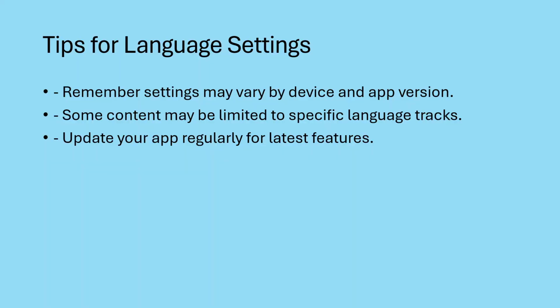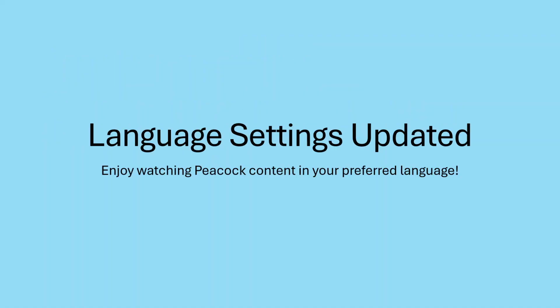Now I have some tips for language settings. Remember, settings may vary by device and app version. Some content may be limited to specific language tracks only, and you can update your apps regularly for the latest features. And that's how you change your language settings on Peacock.